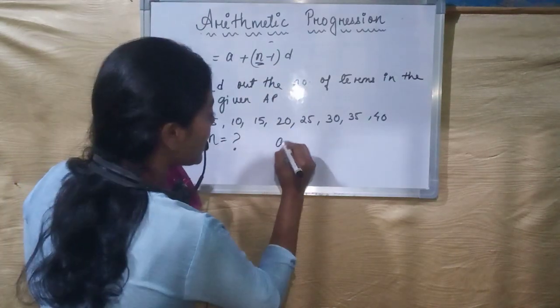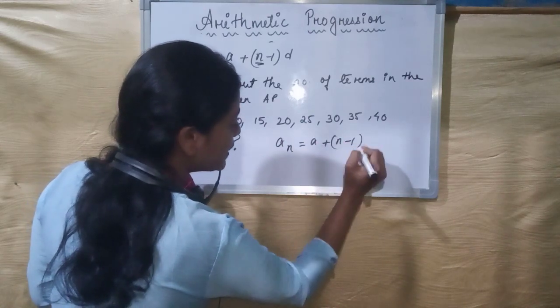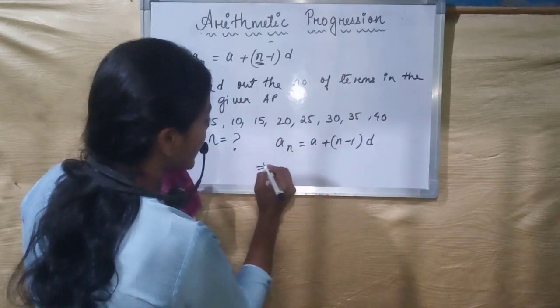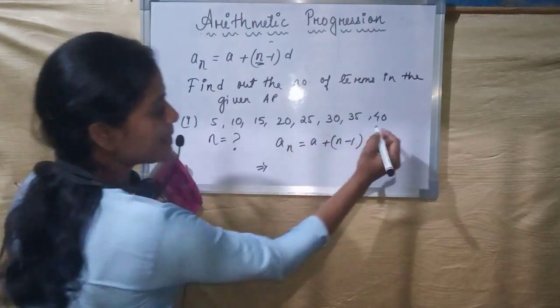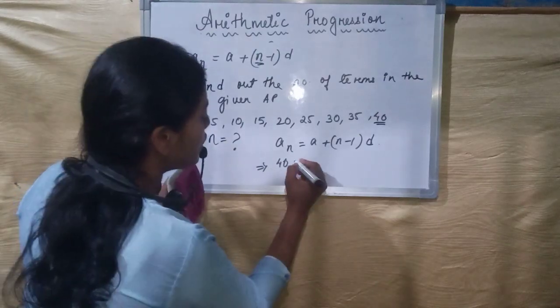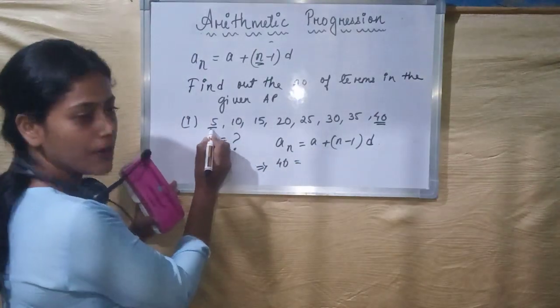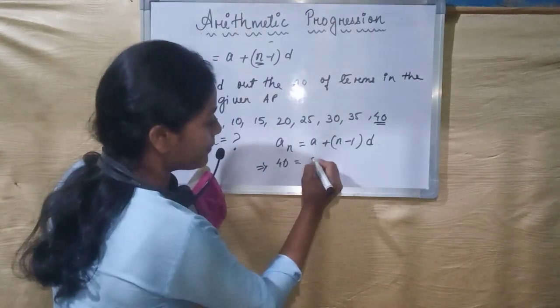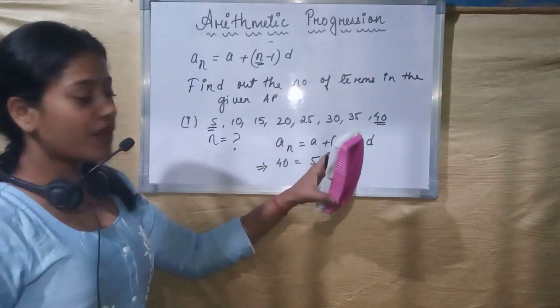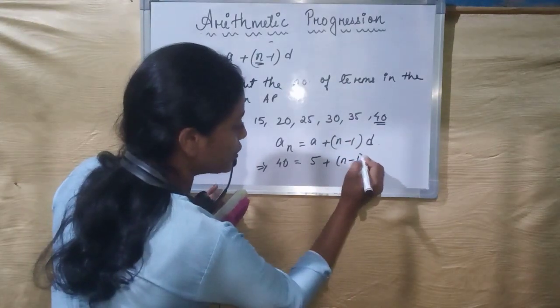So we know the formula an equal to a plus n minus 1 into d. Here an means the last term, so the last term of this AP is 40, and I have written 40 here. Equal to the first term, a, which is 5. Plus, now we need to find n, the number of terms, so n will be as it is, n minus 1 into d.